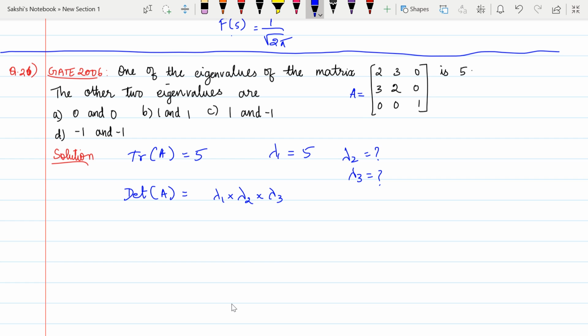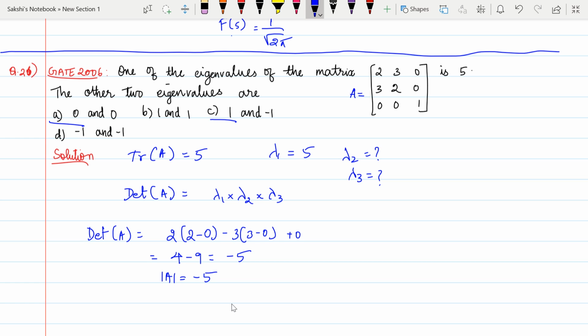Okay, so first let us find the determinant here. The determinant of A will be what? 2 minus 0, minus 3, 3 minus 0, plus 0. When we do this, this will be minus 5. Therefore, determinant of A will be minus 5, and this should be equal to lambda 1 into lambda 2 into lambda 3. So we have only two options with us, A and C.